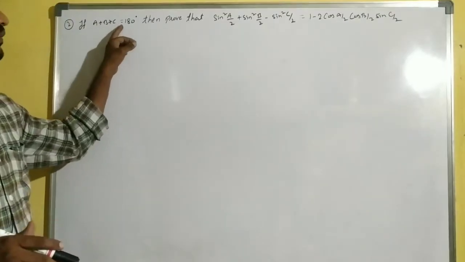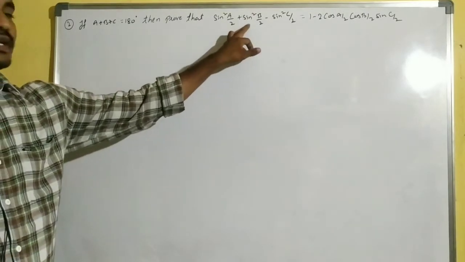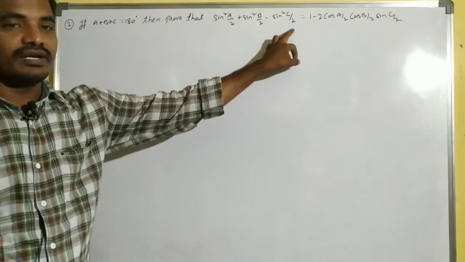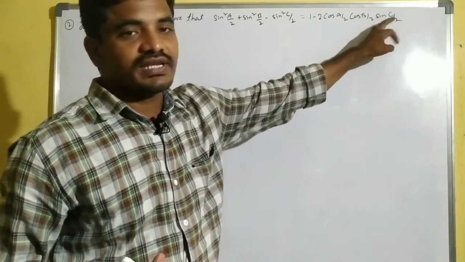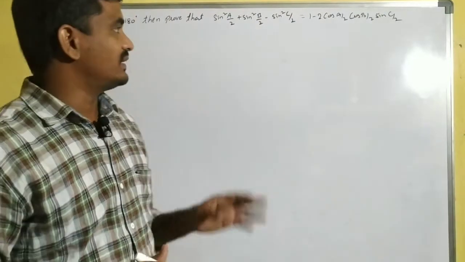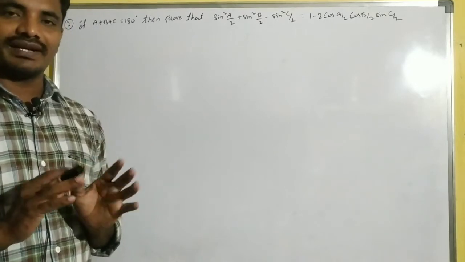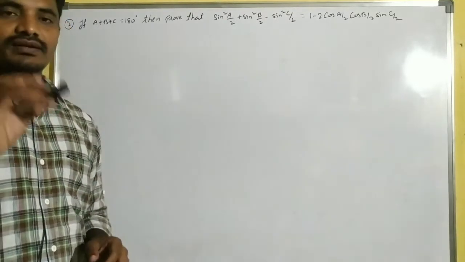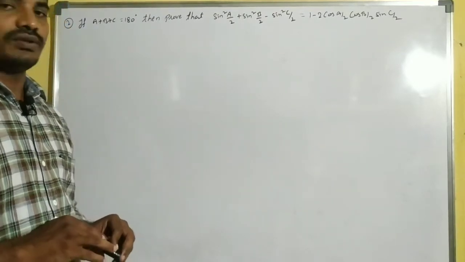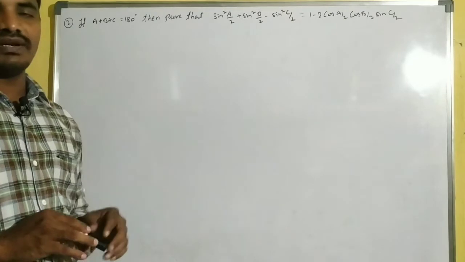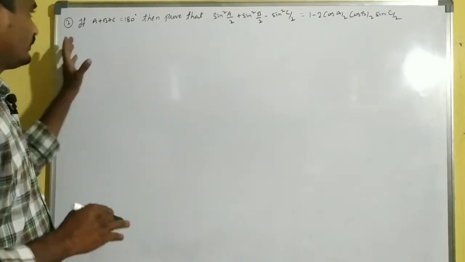A plus b plus c equals 180 degrees. Then prove that sin square a by 2 plus sin square b by 2 minus sin square c by 2 equals 1 minus 2 cos a by 2 cos b by 2 sin c by 2. That we have to prove. Actually, I am taking all of these as very important questions from the Narayana textbooks. They are triple star questions. So, most important questions. If you watch the complete video, you can get better marks from this chapter. Okay, let's see.